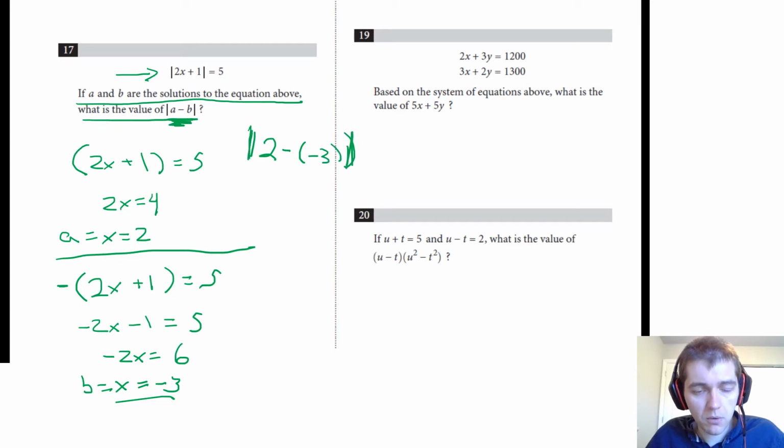That's our absolute value. So you have 2 minus -3. That'll be absolute value 5. It's already positive. Your answer is 5. So you can go ahead and bubble in 5.